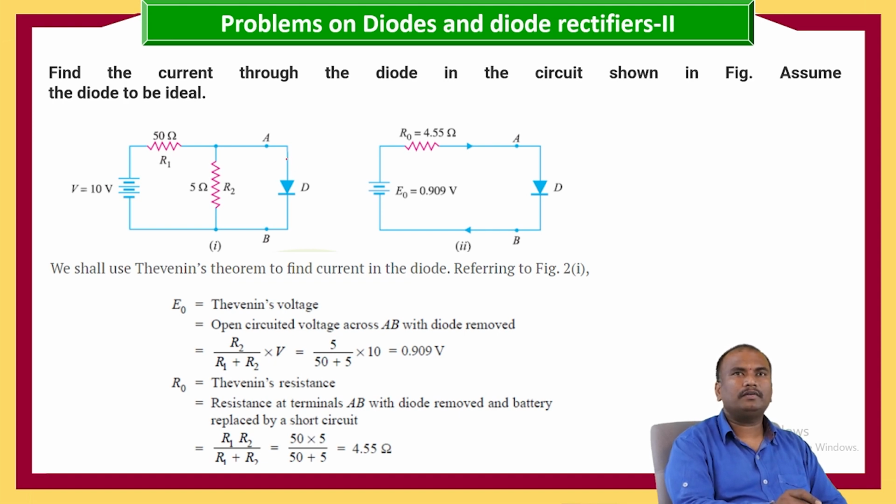Here the diode, when it is forward biased, is a short circuit. When the diode is short circuit, there is no R2 resistance. So E0 is equal to the Thevenin voltage, that is the open circuit voltage across AB, when the diode is removed. Here E0 is equal to R2 by R1 plus R2 into V, which is equal to 5 by 50 plus 5 into 10, which is equal to 0.909 volts.